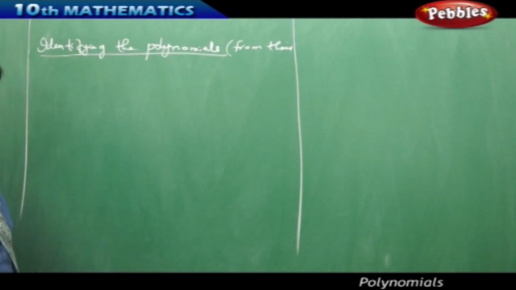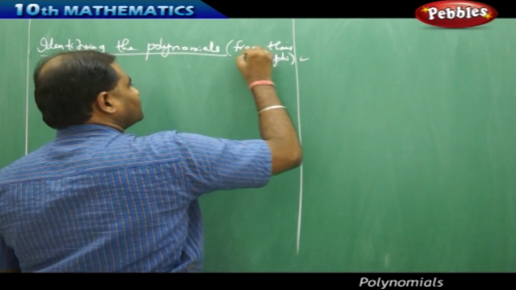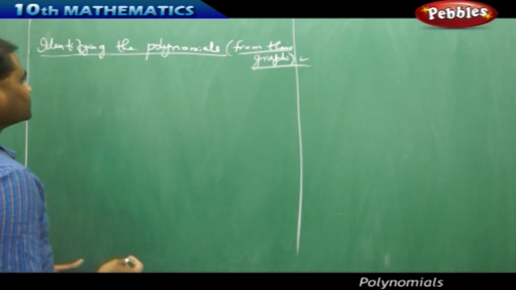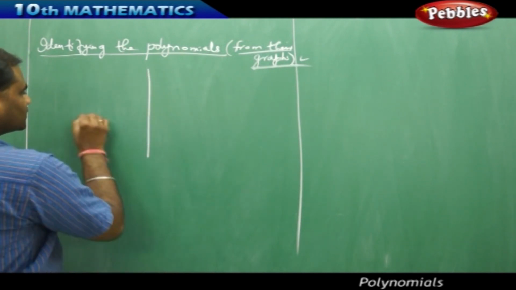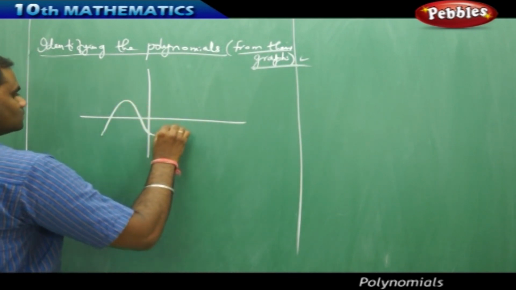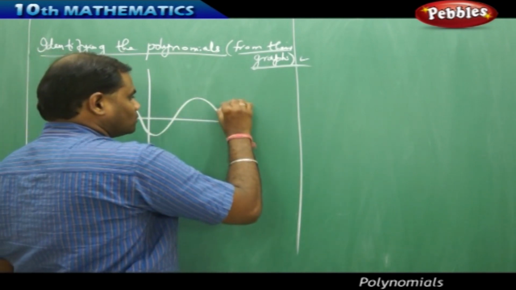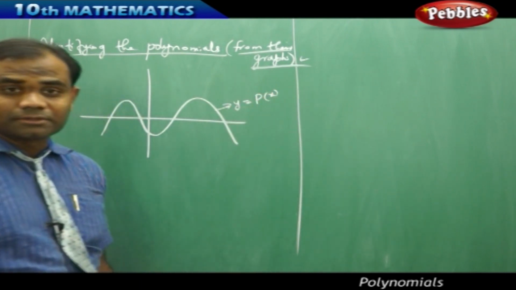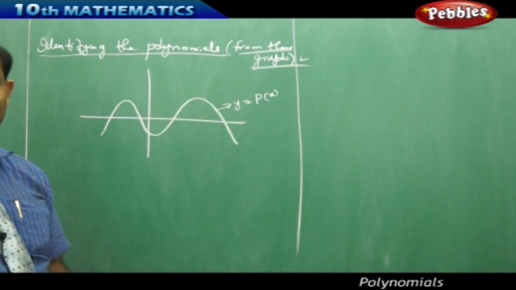So identifying polynomials from their graphs is a very interesting way of learning in the reverse process. So how do we identify the polynomials from the graphs? So for example, I just give the polynomial graph, which I don't know the complete description of. Then how do I understand this polynomial just by seeing the shape of the graph?